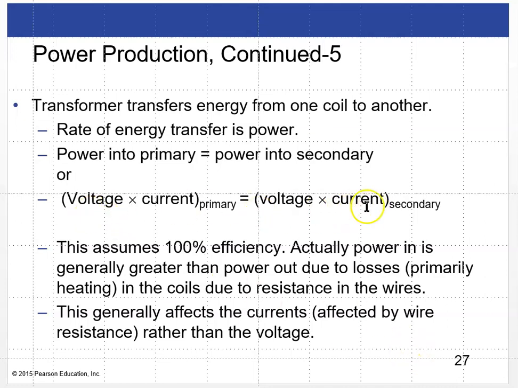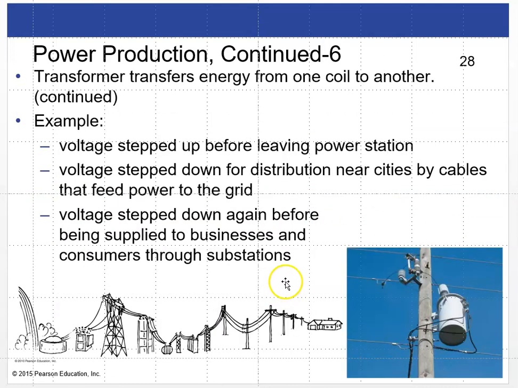So in other words, there would be voltage times current in the primary equals voltage times current in the secondary plus any losses. Now, transformers basically transfer the energy from one coil to another. For example, we might have voltage stepped up before leaving a power station. Then it gets transmitted over very long distances at high voltage and low current, and then it gets stepped down for distribution near cities by cables that feed the power to the grid. And then again, they step it down again before being supplied to businesses and consumers through substations.